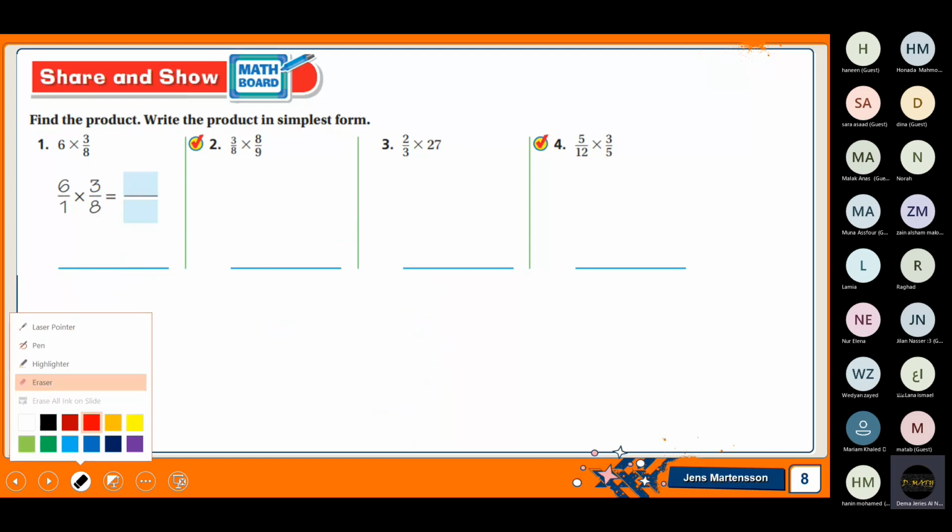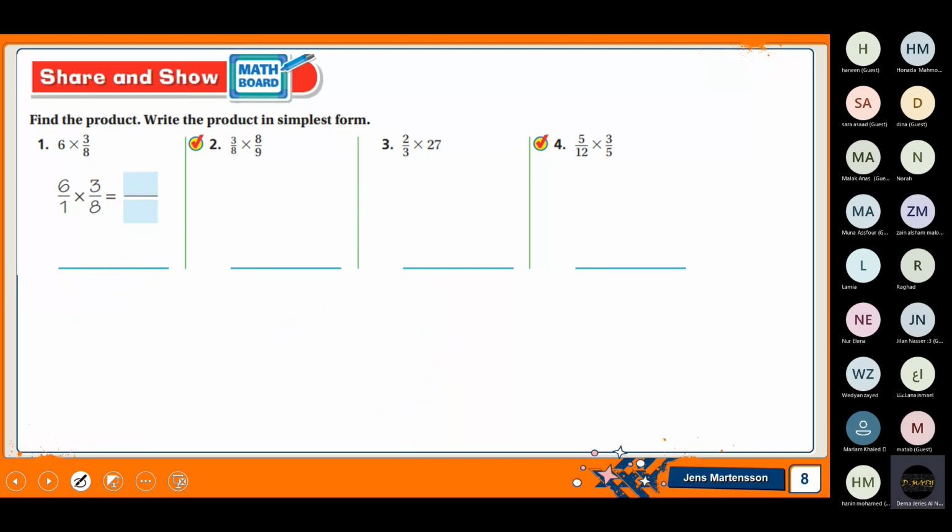Number 3 now. 2 over 3 times 27. What do you have to do? Huriya? First of all, how can you write 27 as a fraction? First we will multiply the 2 by 3. No, just a minute. Now see here, number 3, you have 2 over 3 times 27, and 27 here is a whole number. How will you write it as a fraction? You will put the denominator as what?